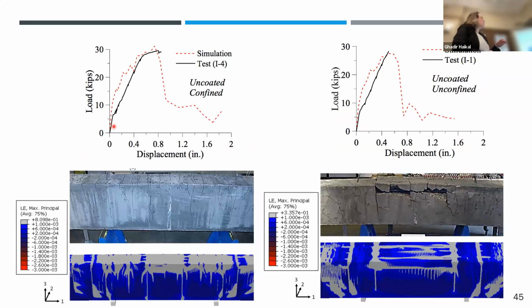This is a comparison of two types of bars. One is confined, sorry, with stirrups, and the other one is unconfined. And as you can see, in both cases we are able to capture the differences in the behavior, and we have good agreement between simulation and the test. Obviously, in the case of an unconfined bar, this is going to fail in a much more brittle way compared to the confined bar.